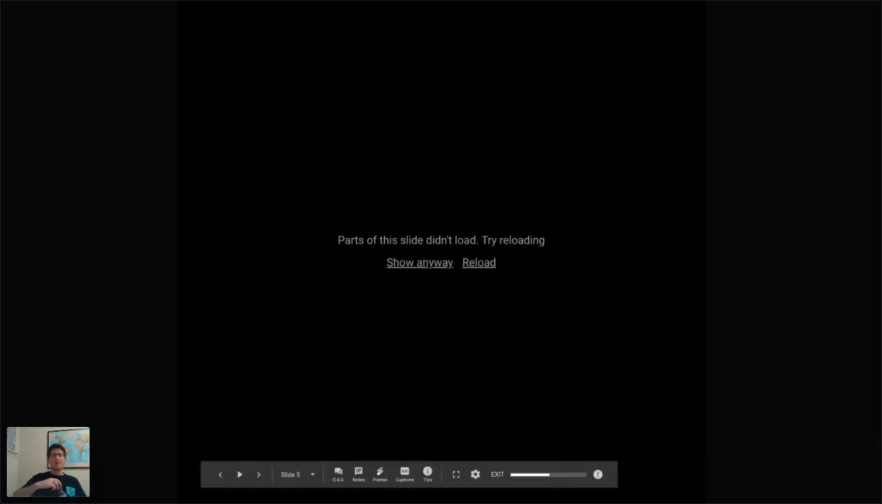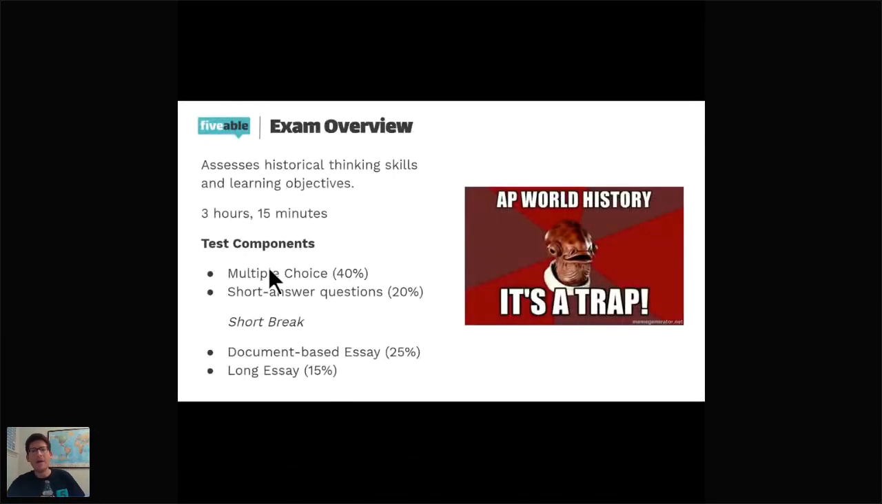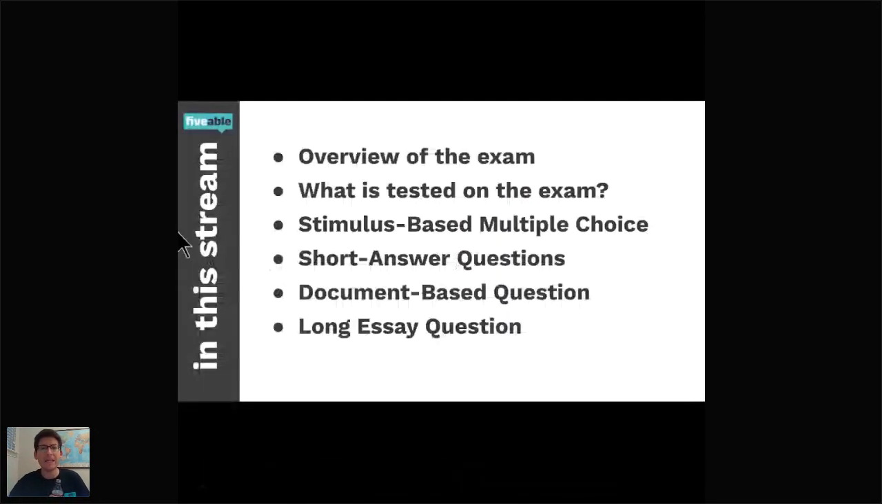so we are going to talk about this exam and exactly what is tested on it. There we go. I think I'm finally in a position, y'all, to get this done. We're also going to talk about stimulus-based multiple choice questions, of course short answer questions, and the essay questions. Those are the sections of this exam, or the 4 parts of the exam. So we're going to go through those in detail.